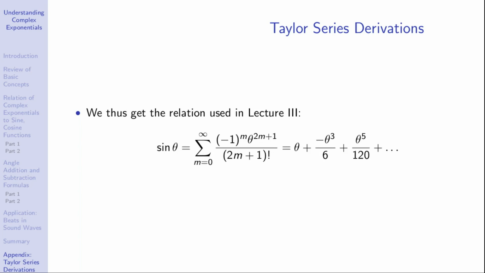So sine of theta is equal to the sum over m from 0 to infinity of (-1)^m times theta to the power of 2m plus 1 divided by (2m plus 1) factorial. And that's equal to theta minus theta cubed over 6 plus theta to the 5th over 120, etc.